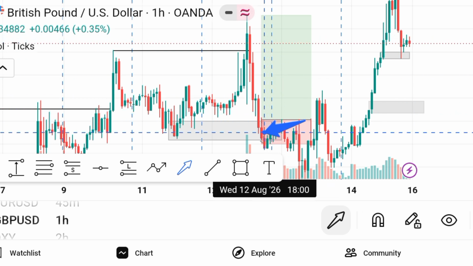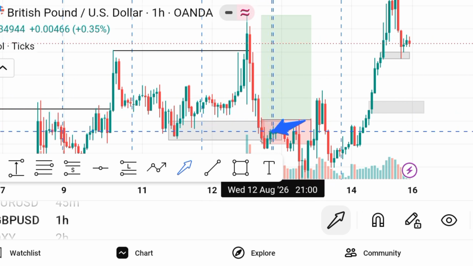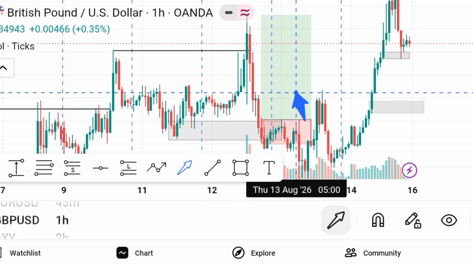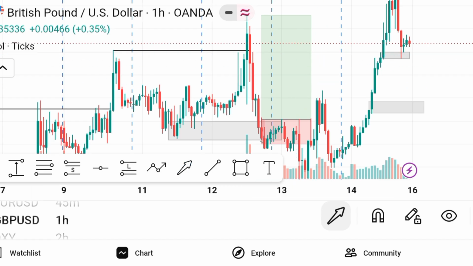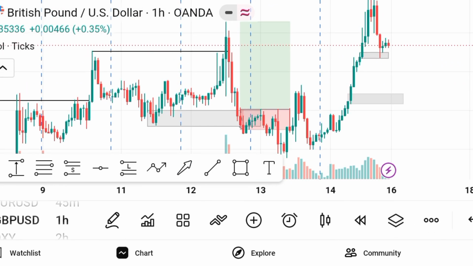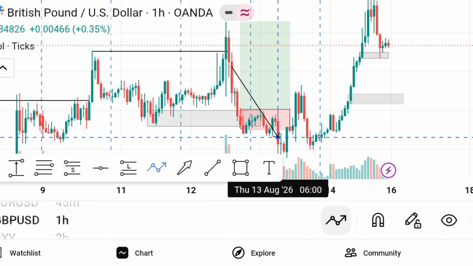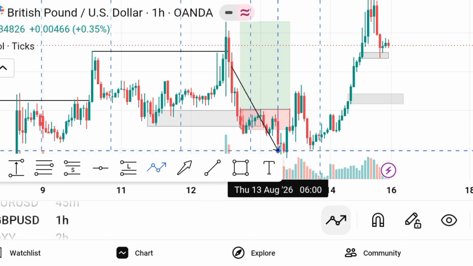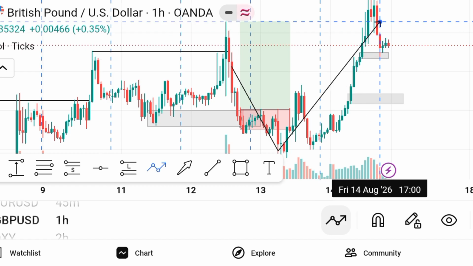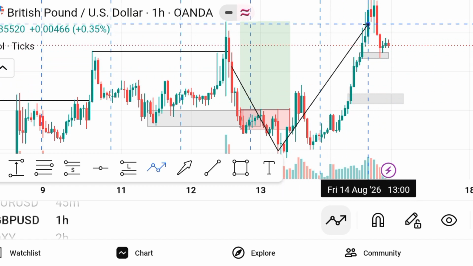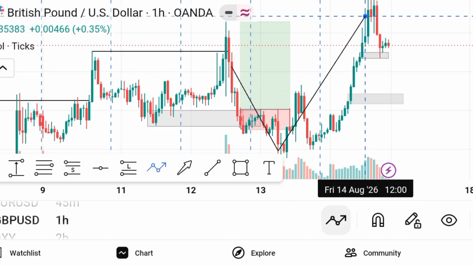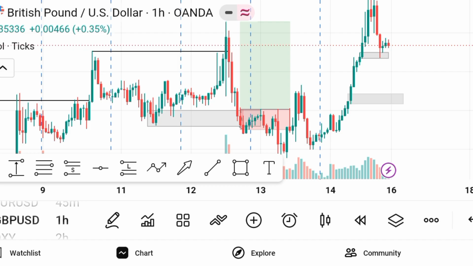But now this is what happened. Once you set your limit buy order, you can see that market came back. Market got to their POI, and what did it do? Took them out. And what happened after taking them out? It still decided what? To buy aggressively.